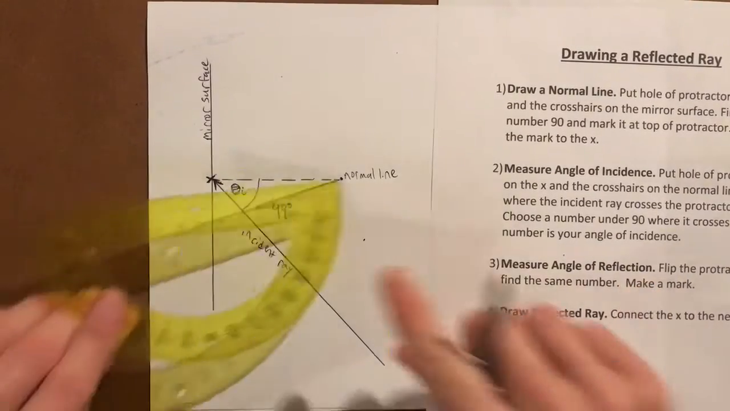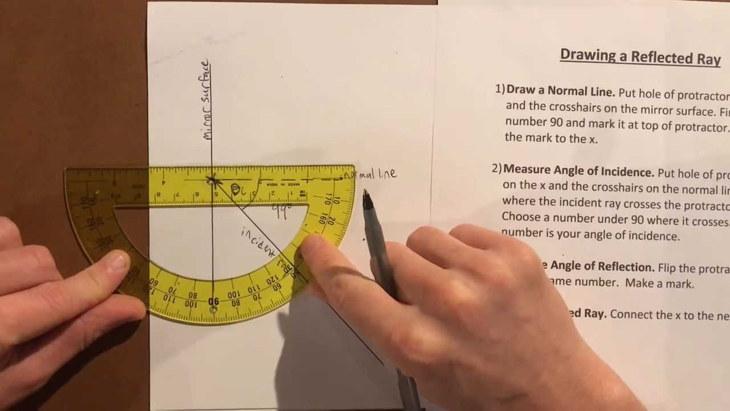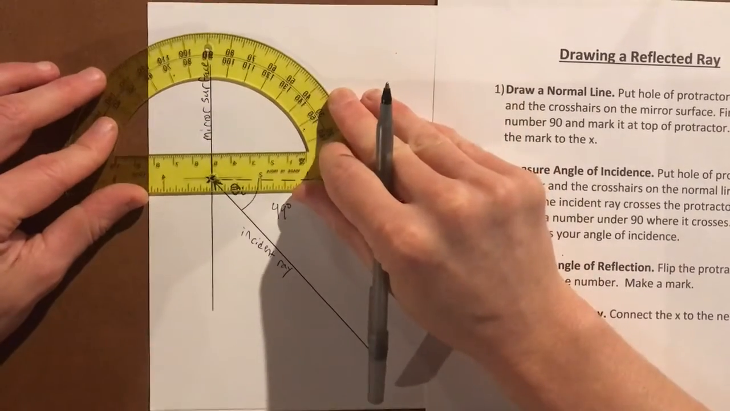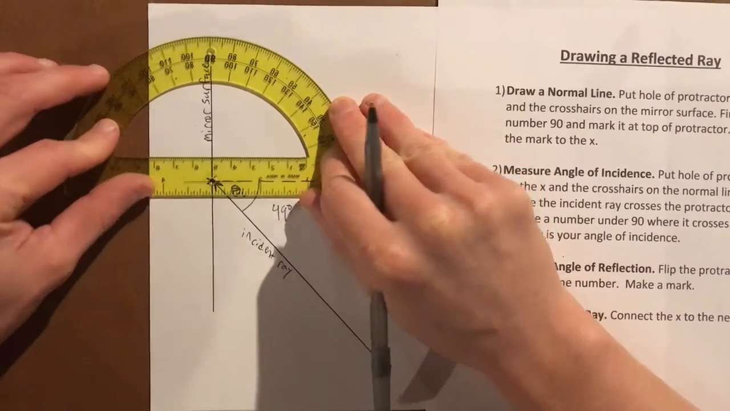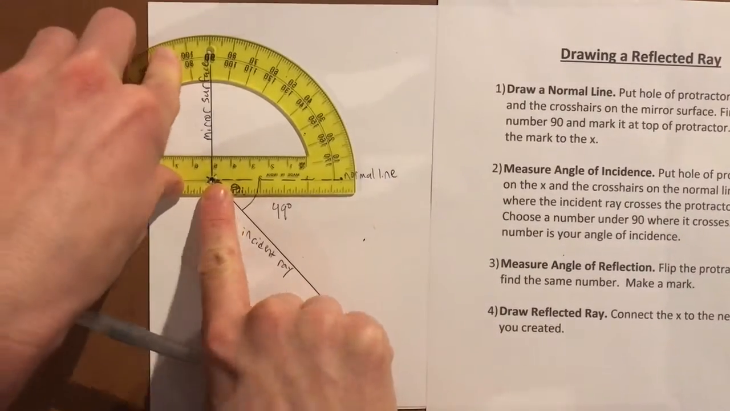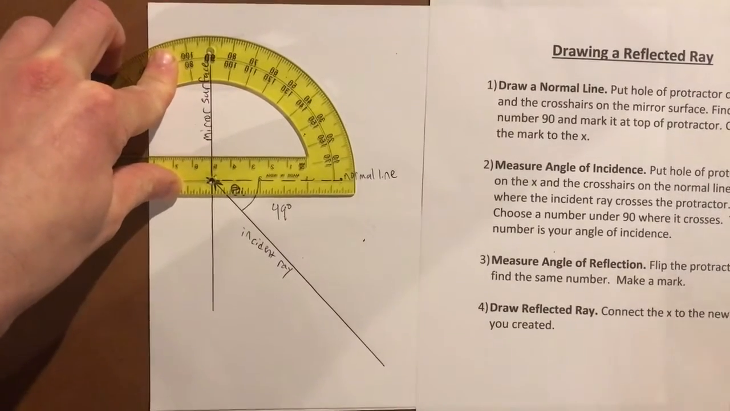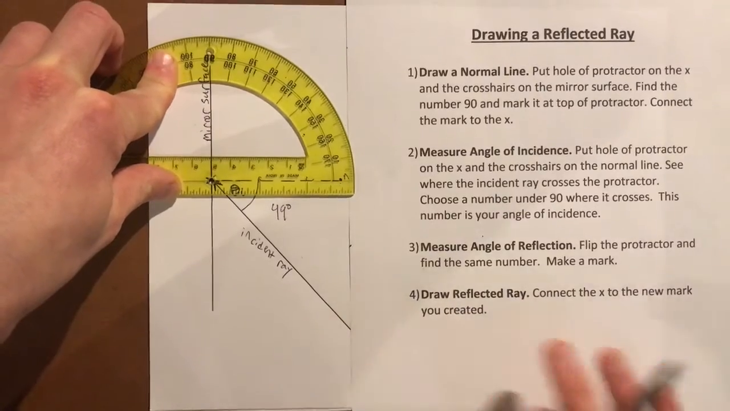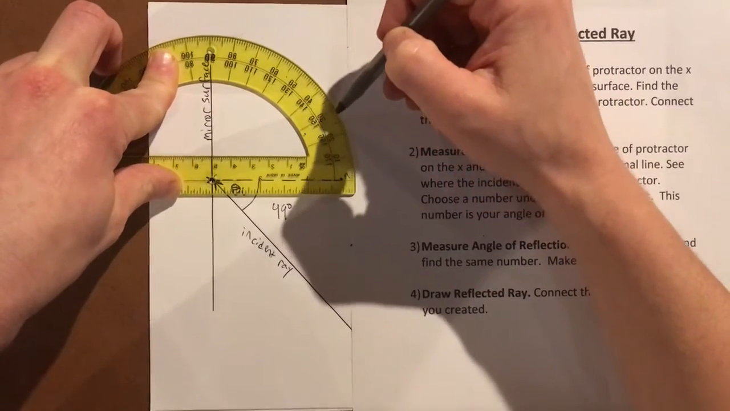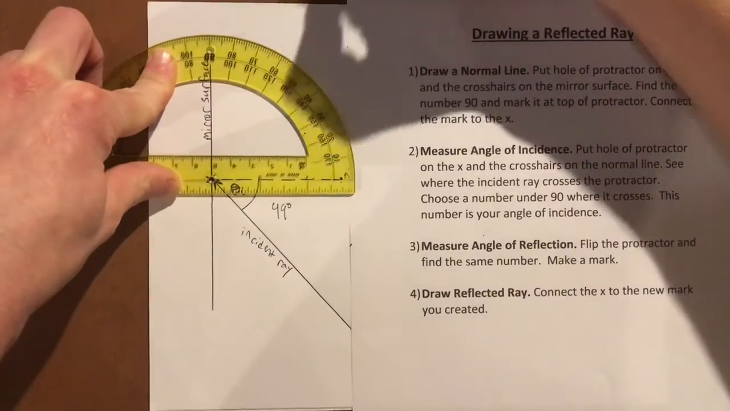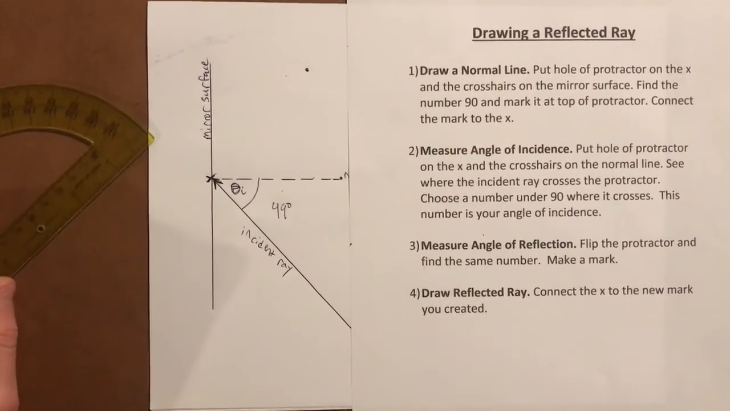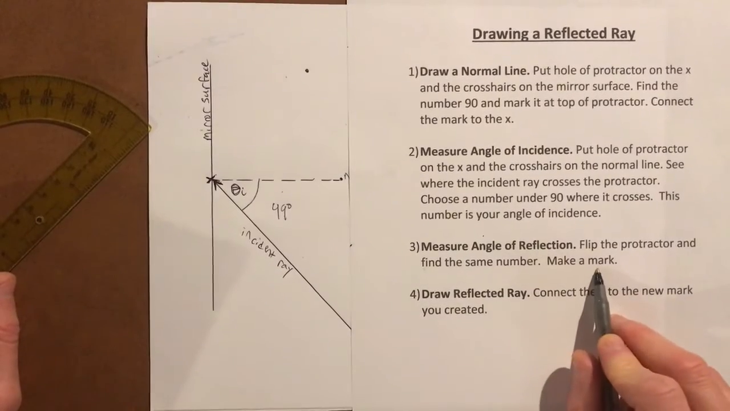Number 3, measure the angle of reflection. So our protractor was like this with the crosshairs on the normal line, and we got 49 degrees, and then we're going to flip it like that. Keep the crosshairs on the normal line like that, and the hole right on the X. It says flip the protractor and find the same number. So 49 we're going to find again. Well, 0 is over here, so go up 10, 20, 30, 40, 50. Sorry for the shadow. And I'm going to find 49 right there. I'm going to make a mark there. So that is step 3. We made that mark after we found the same number.